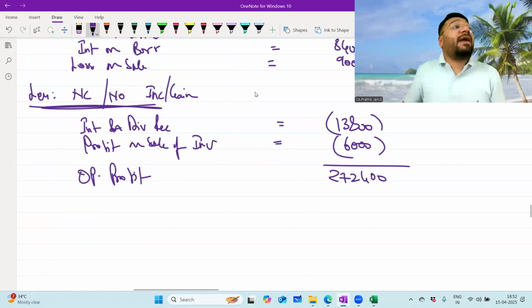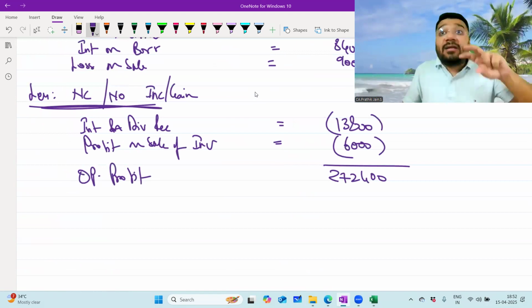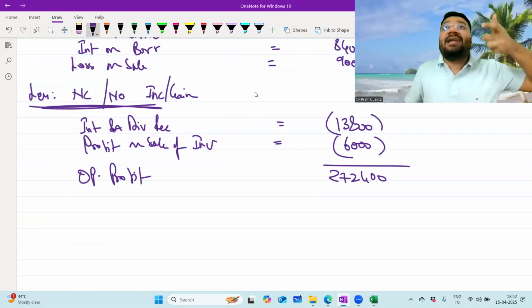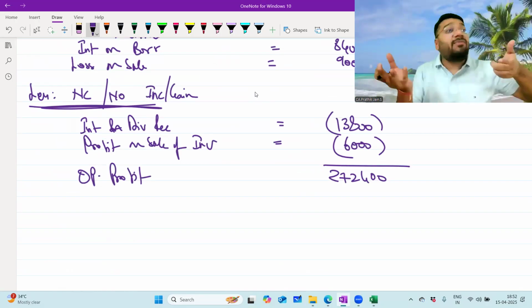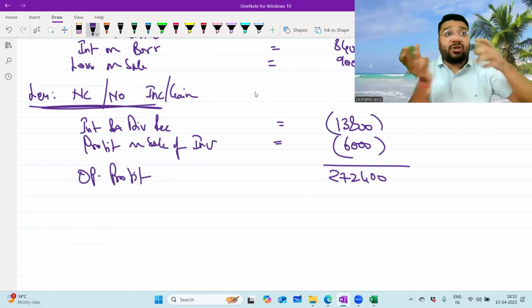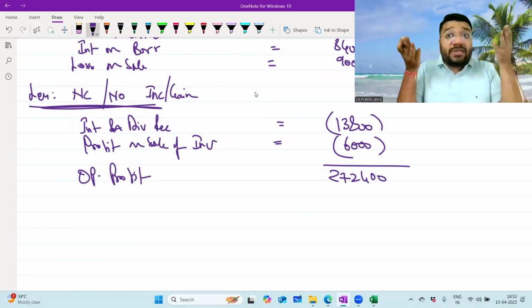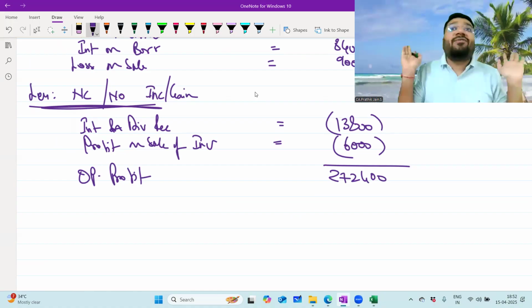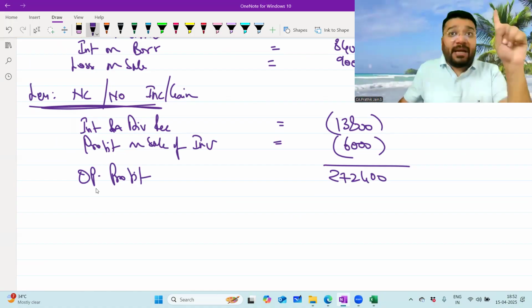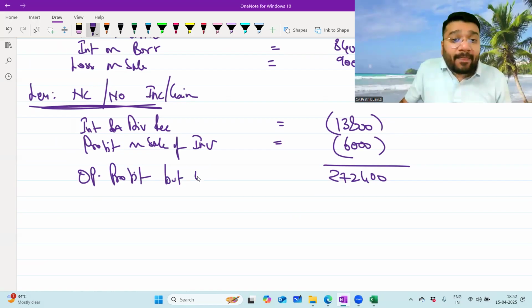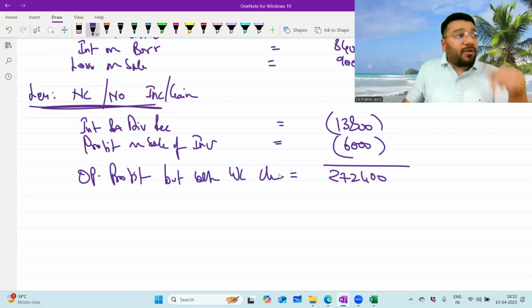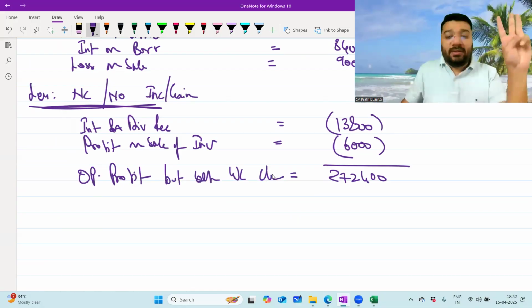But this is still not the final profit because in this we have items related to working capital, meaning current asset and current liability. There are some items in the form of current asset and current liability, which are income and expense in nature, that are still included in this. That also we have to eliminate. So this is called operating profit before working capital changes. Now from this we have to do adjustment for segment 3.